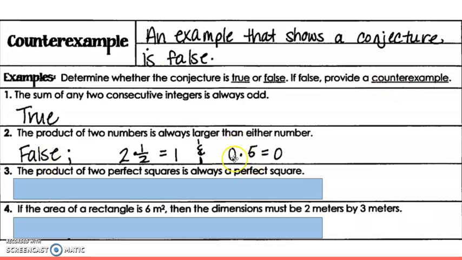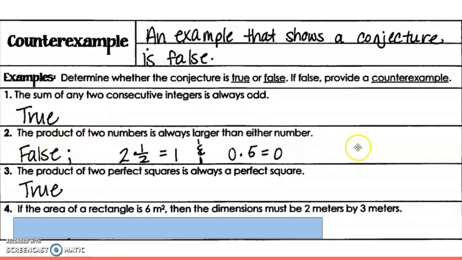Same thing about doing 0 times 5. Remember, any number times 0 is 0, and that's not larger than either number. So again, false. Number 3, we have the product of two perfect squares is always a perfect square. So remember, perfect squares are a number times itself. So you can do 9 times 16 or 16 times 25. In that case, we are going to get a true statement. So we're still doing examples to figure out whether they're true or false, but we're only writing down those examples when it is false. So we have our counterexample.